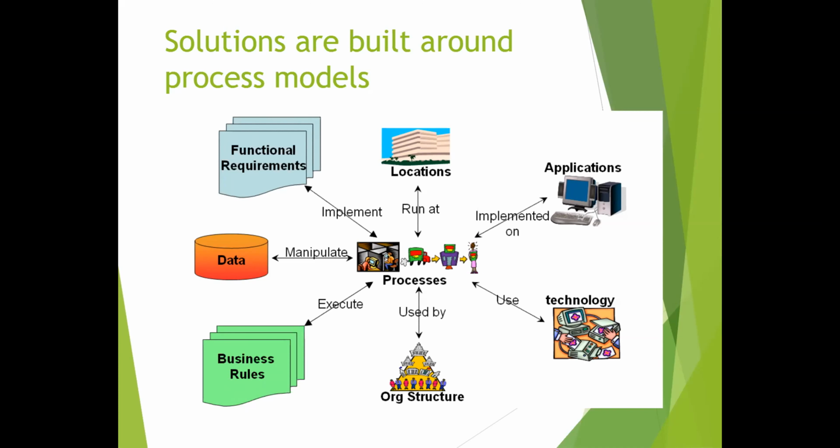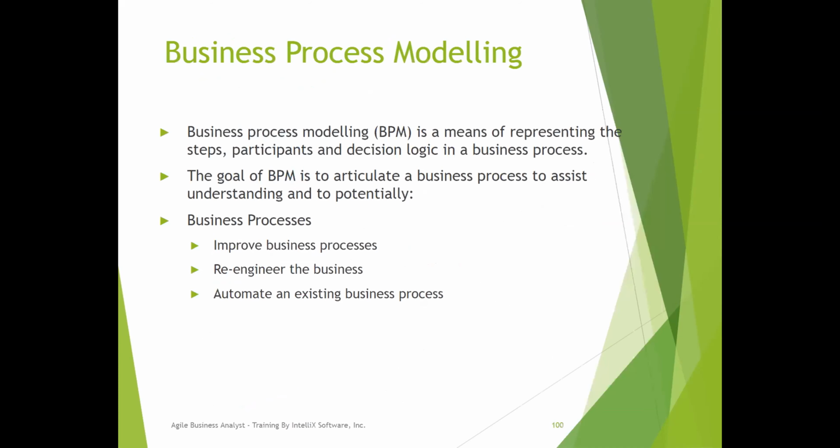So if you look at this diagram, there are various aspects of the business that all depend on the business processes. Okay, so why even do business process modeling in the first place? Because it essentially brings all of the aspects of the business together: who the participants are, what the rules are, and what steps need to be performed in order to accomplish a goal, okay?